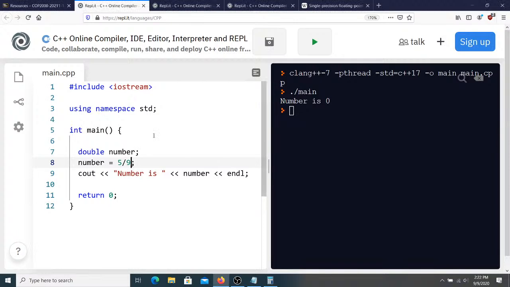How do we solve that? Well, one way is that, so 5 and 9 are both integers. However, we've sort of talked about this before. What are 5.0 and 9.0? Those are doubles, correct? Yes. Now all of a sudden, this works.